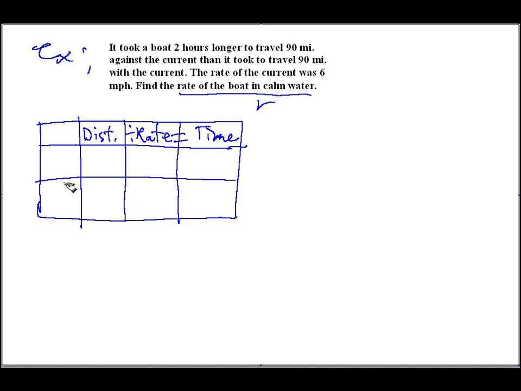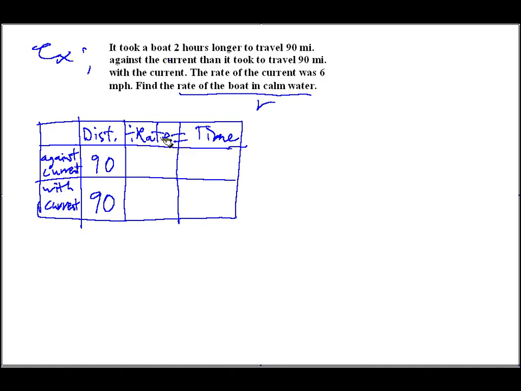But what are two situations we're comparing? Well, against the current and with the current. So going against the current, going with the current. Can we see that? Now, what are the 2 distances? Well, 90 miles, 90 miles. So 90 against, 90 with the current.